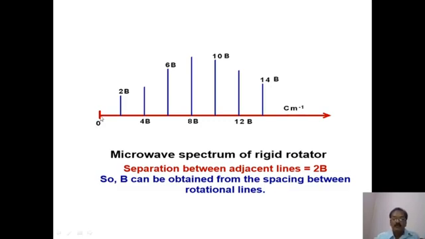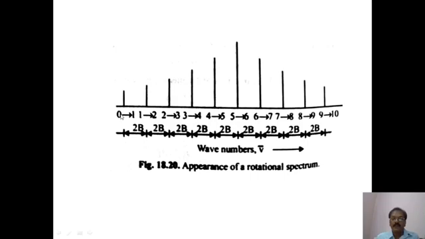See, when J is equal to 0 to 1, this is the first line. Then J is equal to 1 to 2, the second line. These are the lines observed in a rotational spectrum at different transitions of energy levels, from 1 to 2, 2 to 3, like this. So 0 to 1, 1 to 2, 2 to 3.